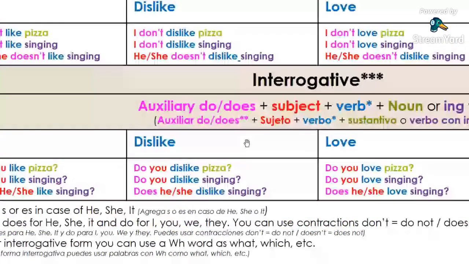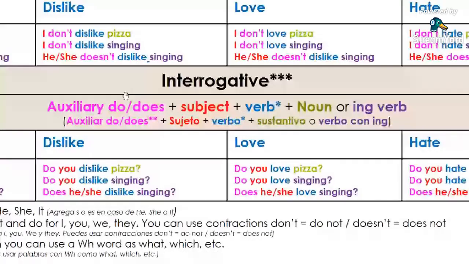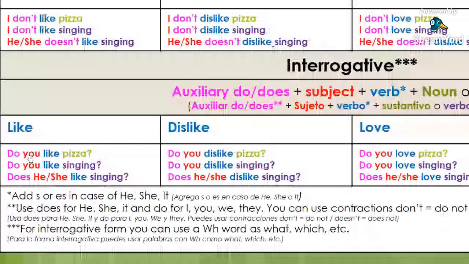And what about the interrogative form? Well, it's the same, just that we invert the order of the words. We use first the auxiliary do or does, followed by the subject, the verb, and finally the noun or the ing verb. For example, do you like pizza? Or do you like singing? And does he or she like singing? Remember, first the auxiliary, the pronoun or the subject, the verb like, dislike, love, or hate, and the noun like pizza or the ing verb, singing.